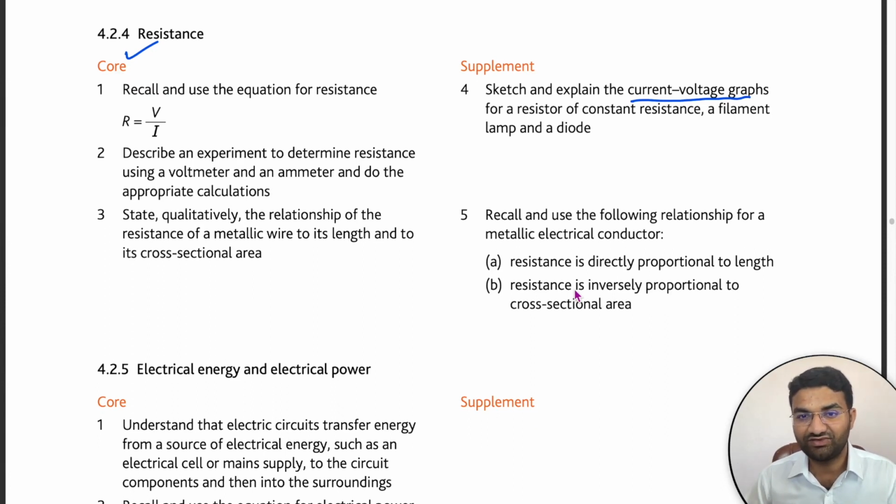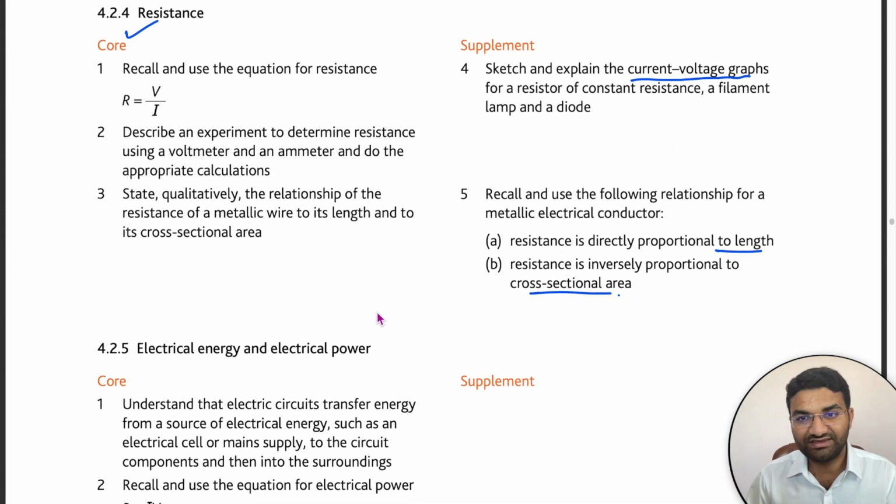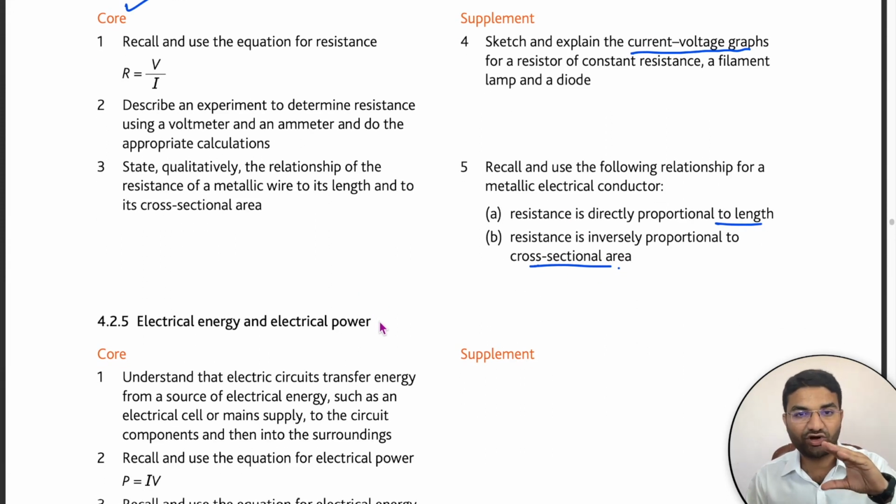Fine. Then resistance is directly proportional to the length. Okay, so resistance is inversely proportional to the cross-sectional area, the resistivity concept. So these concepts are there, and their numerical problems are there.